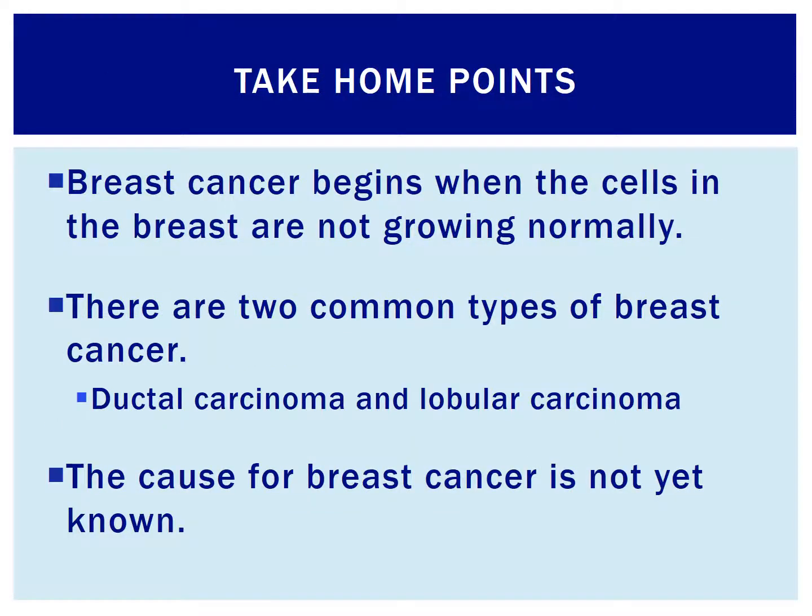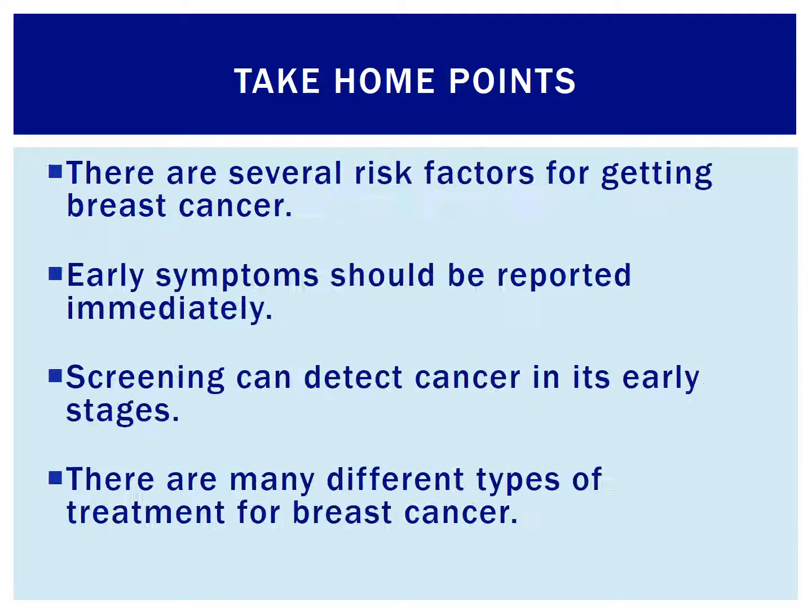Here are some take-home points from this session. First, breast cancer begins when the cells in the breast are not growing normally. Also, there are two common types of breast cancer. The first type is ductal carcinoma, where the cancer begins in the ducts of the breast. The second type is lobular carcinoma, where the cancer begins in the lobes of the breast. Currently, we do not yet know the cause for breast cancer. However, scientists are trying to identify the causes.